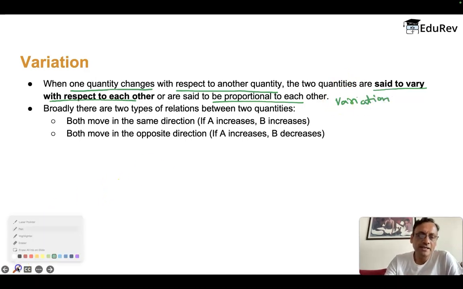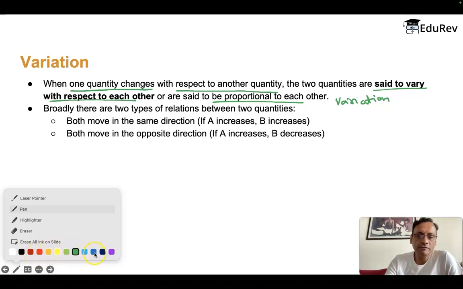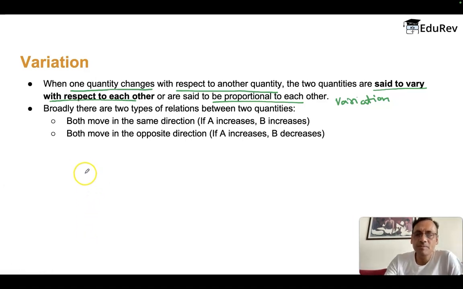Let's say you have time, speed and distance. That's a concept that we'll cover in some time. So let's say time is constant, that means you have to drive your bike, car, vehicle, run yourself, everything for 2 hours. This time is constant. Now if your speed is 30 kilometers per hour, your distance covered will be 60 kilometers.